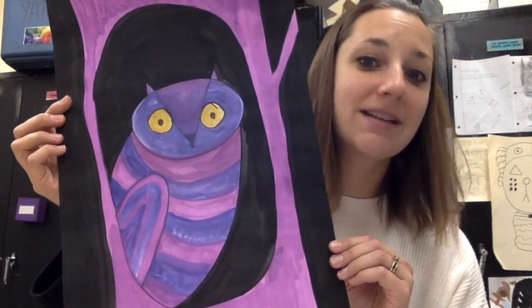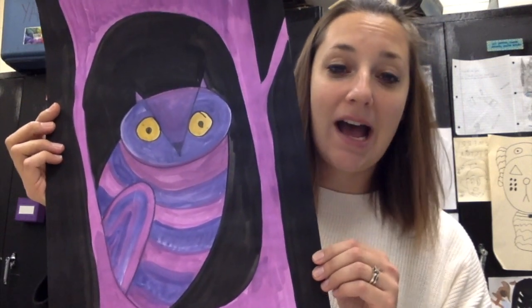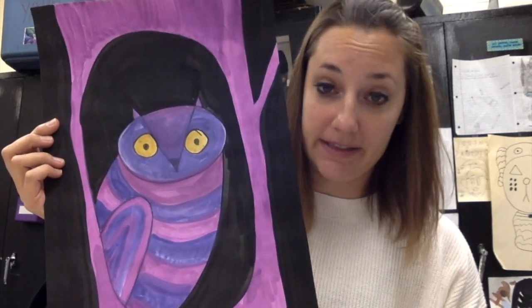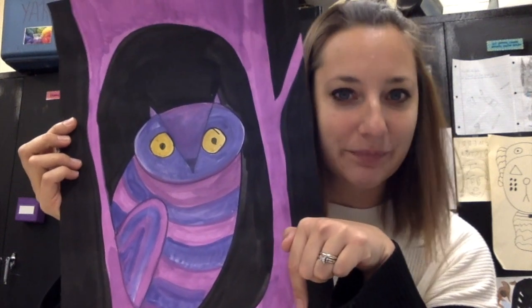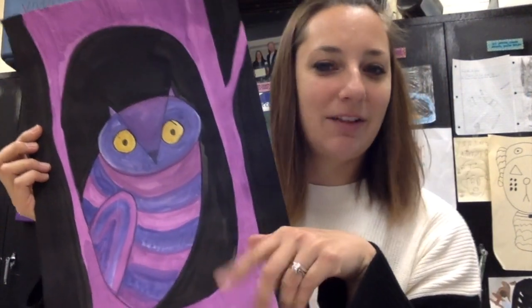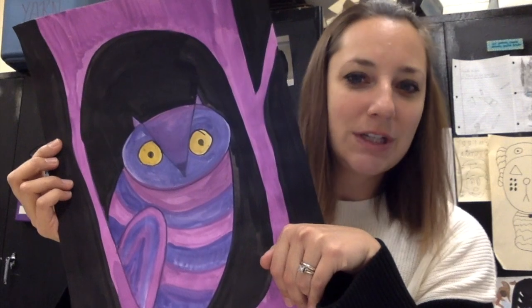Today we are going to be finishing our owl project. So I've painted my owl. I wanted mine to not look realistic, so I painted it pink and purple. Just kind of silly, but I wanted it to look like the Alice in Wonderland owl, or cat, I should say, Cheshire cat.